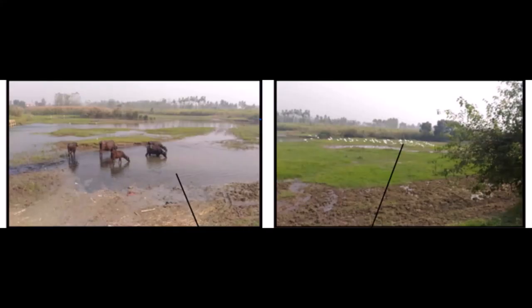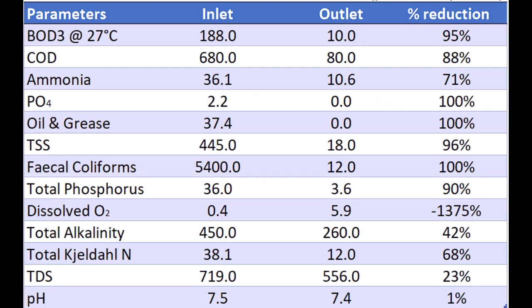Even animals which used to shy away from the untreated water body now come over to drink water from this treated pond. As I had indicated, the treatment can be facilitated not only at open water bodies but also at sewage treatment plants. The following are the water quality measurements from a 3 MLD STP in a city of India.